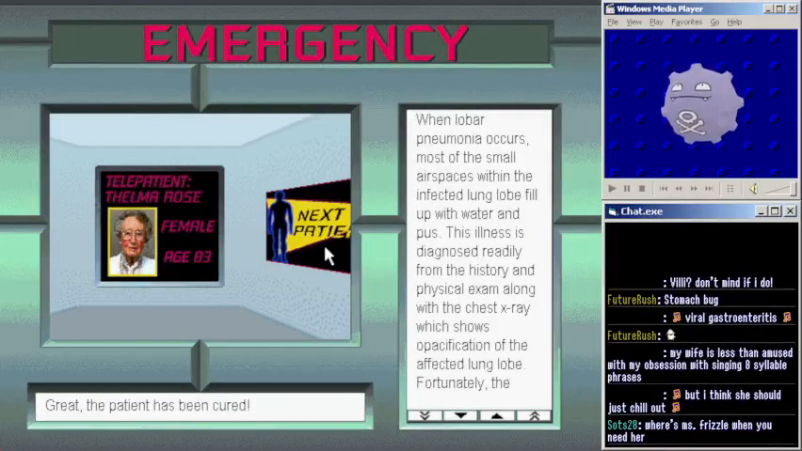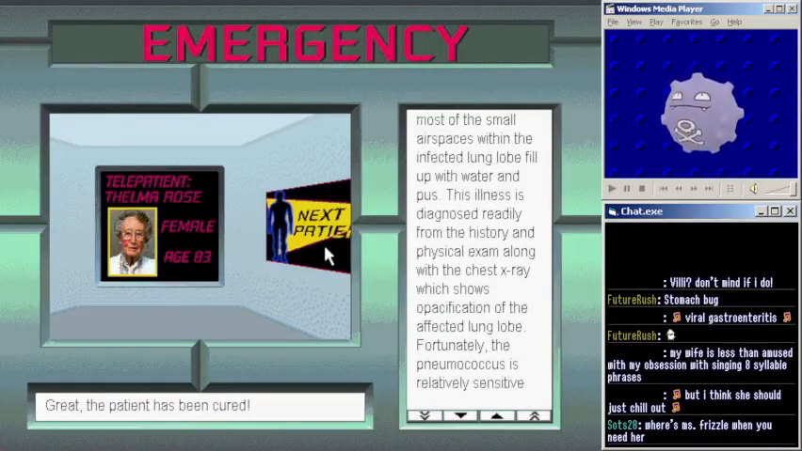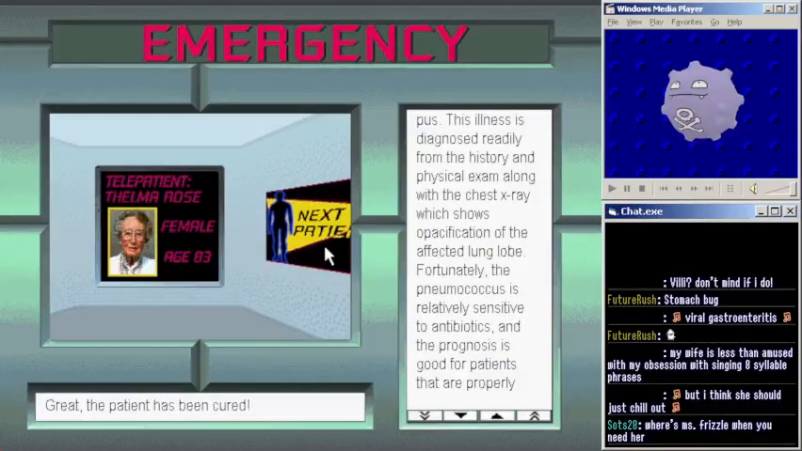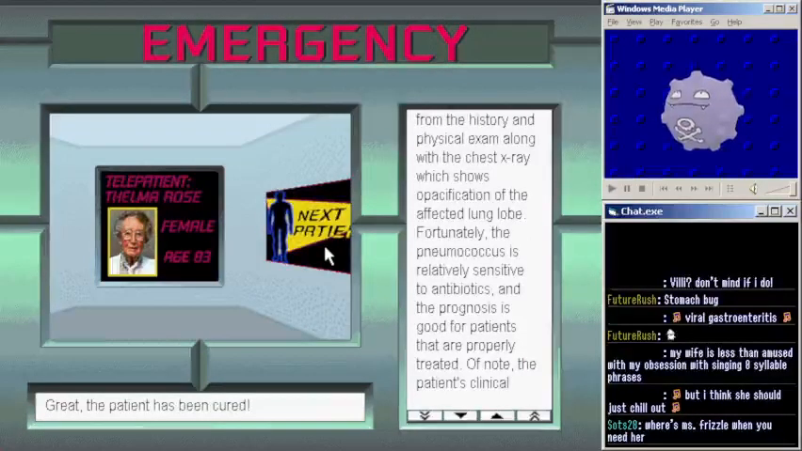When lobar pneumonia occurs, most of the small air spaces within the infected lung lobe fill up with water and pus. This illness is diagnosed readily from the history and physical exam, along with the chest x-ray, which shows opacification of the affected lung lobe.